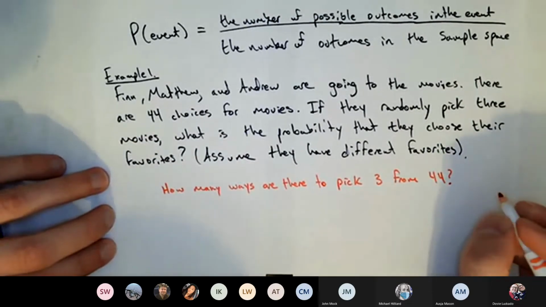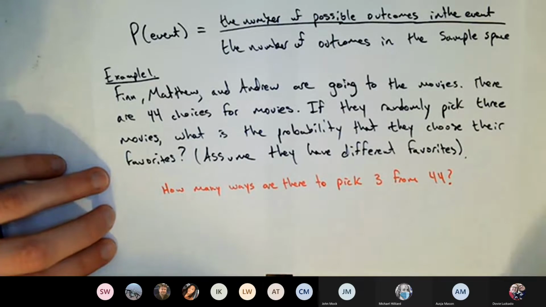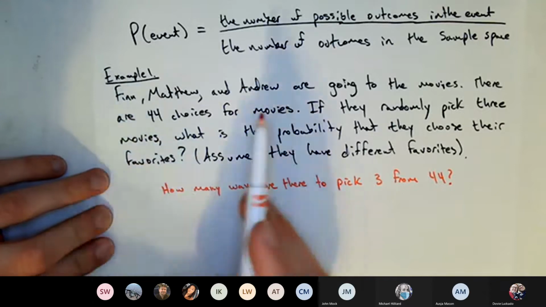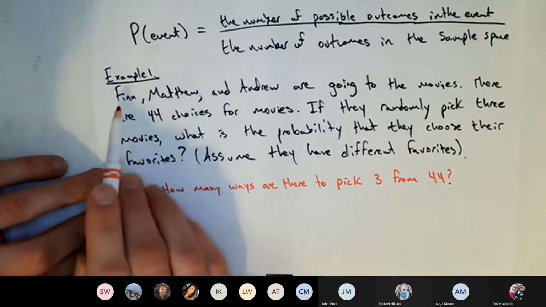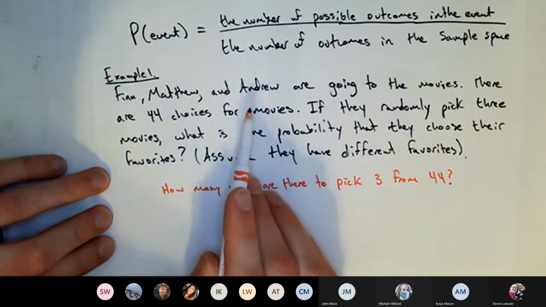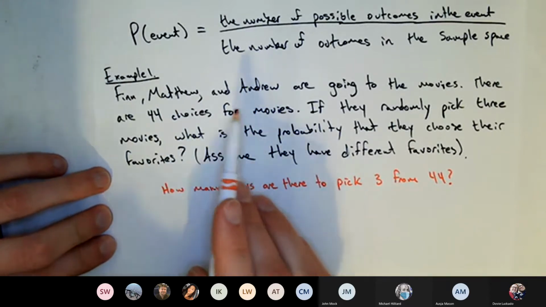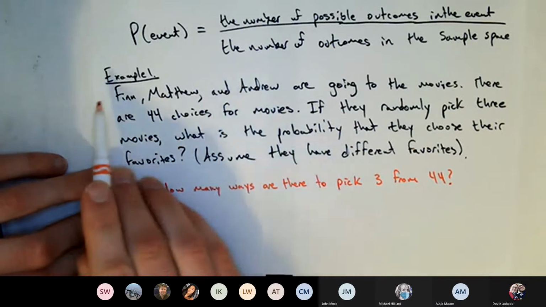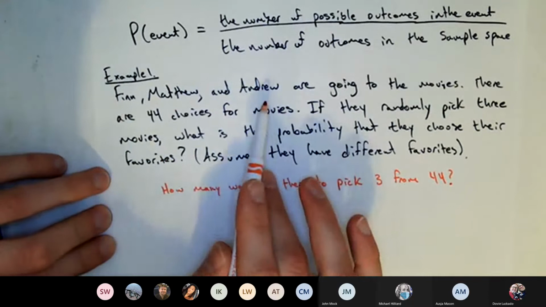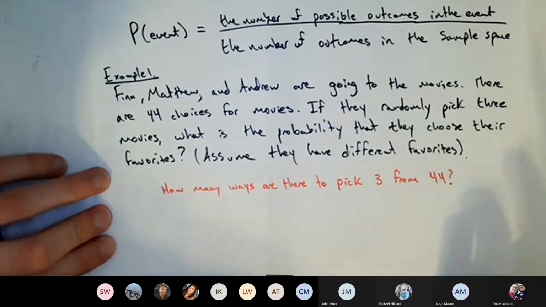And is order important or not? Are these 3 positions ranked? Well, no, they're just favorites, right? If Finn's favorite is, I can't think of a movie, The Fellowship of the Ring, Matthew's favorite is The Two Towers, and Andrew's favorite is Return of the King, right? Only movies that matter. Just kidding. Anyways, if they pick all 3, the order that they choose those 3 doesn't matter, right?